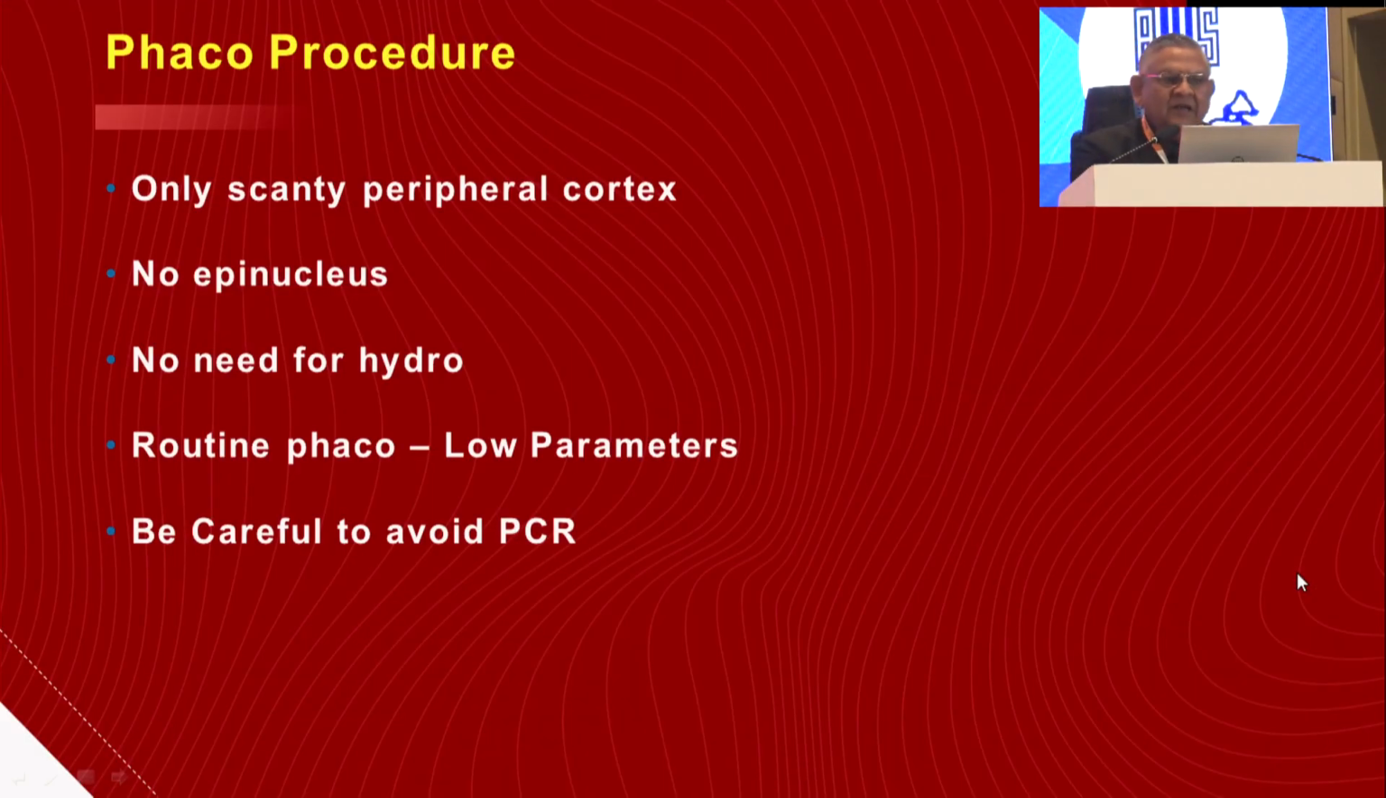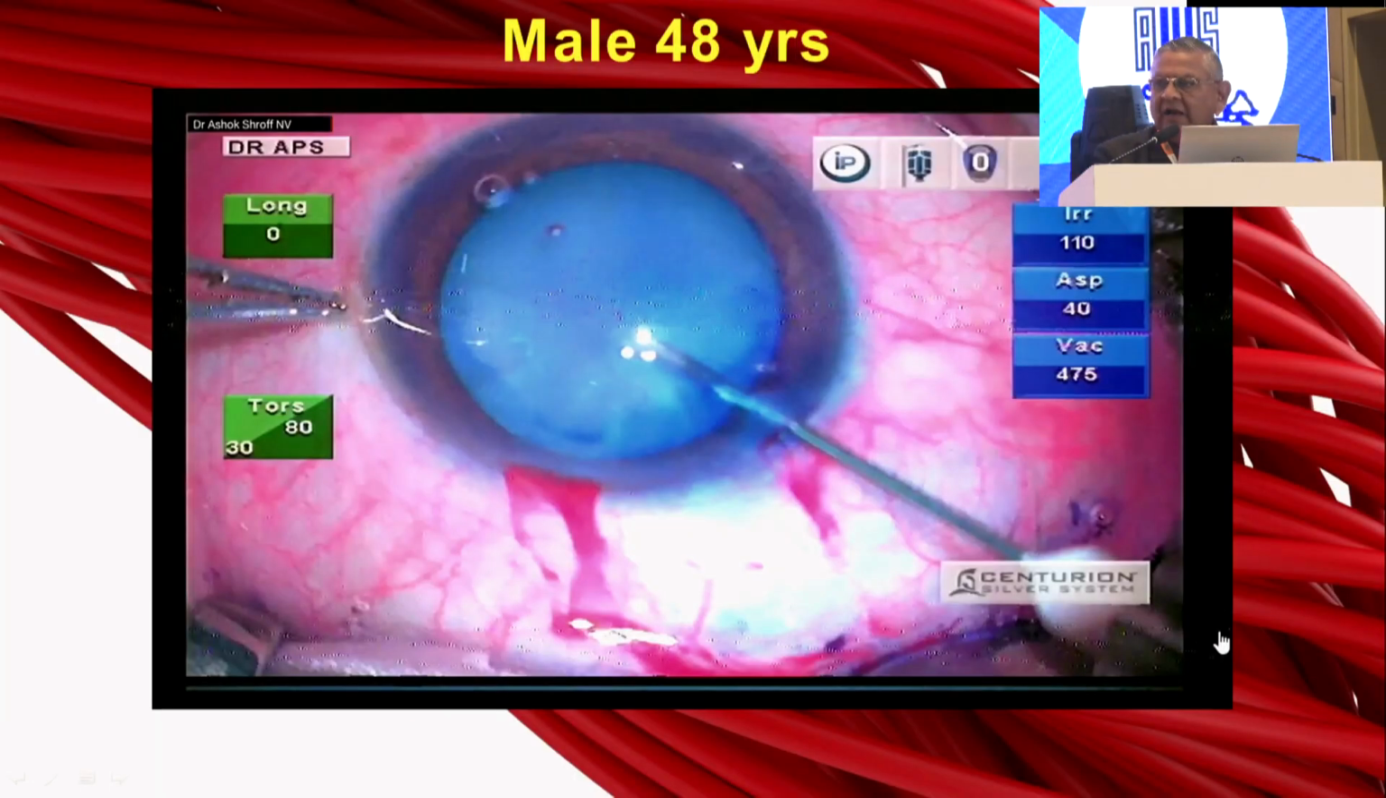In the phaco procedure here, you know that this is very scanty, and the peripheral cortex is very little. There is no epinucleus, so no need for hydro. It's a routine phaco with low parameters. However, we have to be very careful to avoid posterior capsule rupture.